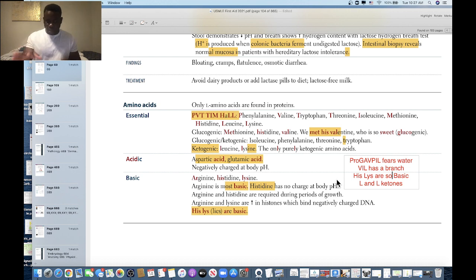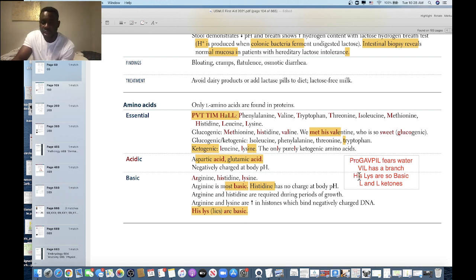And so this helps us to memorize this whole thing. We know that the ketogenic ones are this, the basic ones are this. We'll see the importance of their basicity. And then we also have the Veal, which is valine, leucine, and isoleucine, that have a branch, because they are the branch whereby we have deficiency of the branch chain ketoacid dehydrogenase, and then we'll have the maple syrup syndrome, right? Okay.